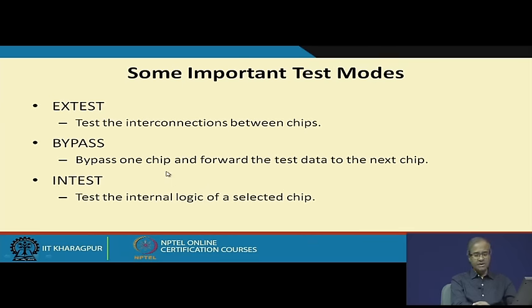Now, here we shall be showing you 3 of the important test modes of the boundary scan. There are other modes also, X test, bypass and in test. The X test mode is used to test the interconnections between the chips. Bypass mode is used to skip one chip and go to the next one, and in test is used to test a particular chip, that means the internal logic. Let us look at the basic concepts one by one.